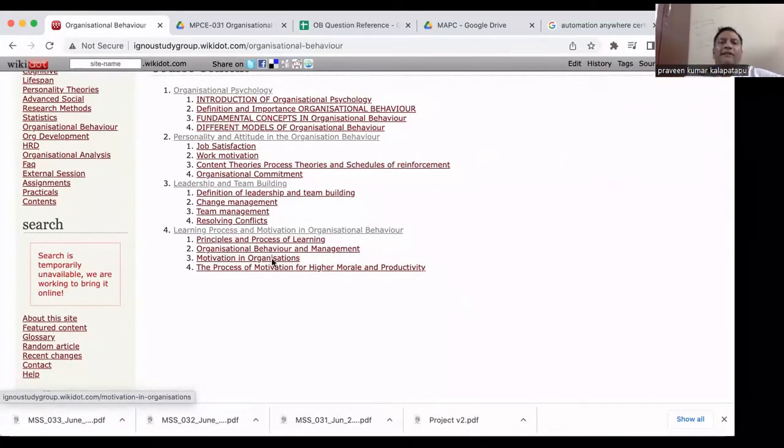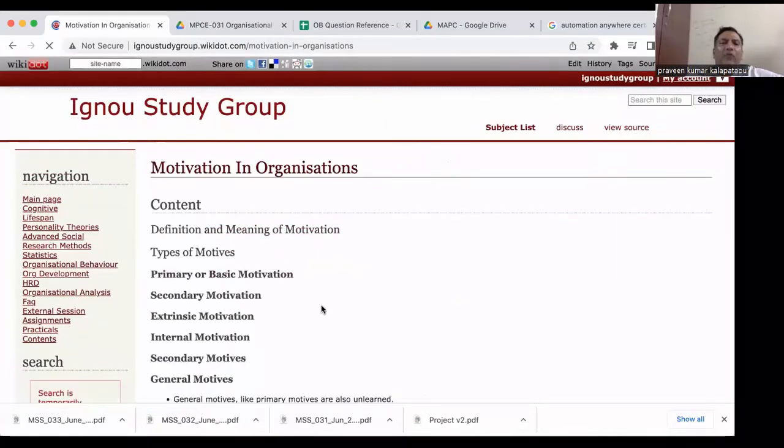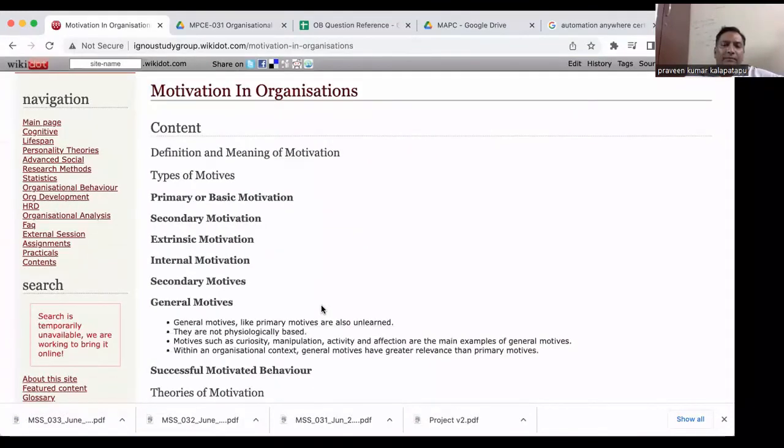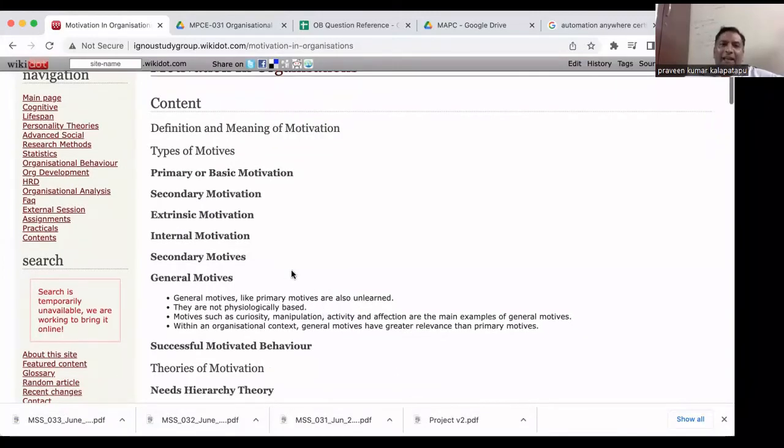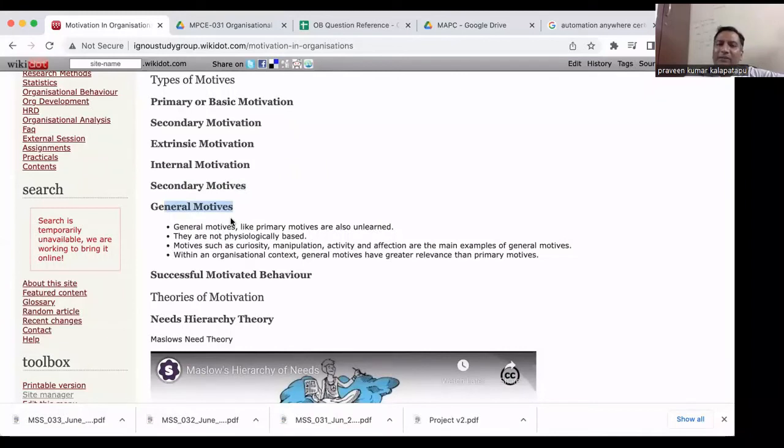So now the most interesting factor. Going towards motivation in organization, block 4, unit 3. One thing that I could say is we already covered this. How? Because this is actually a repetition of unit 2 and unit 3. We already went through primary, secondary motivation. We already went through intrinsic and extrinsic motivation. We already talked about the secondary motives. Okay, there is a concept called general motives, which is similar to primary motives.